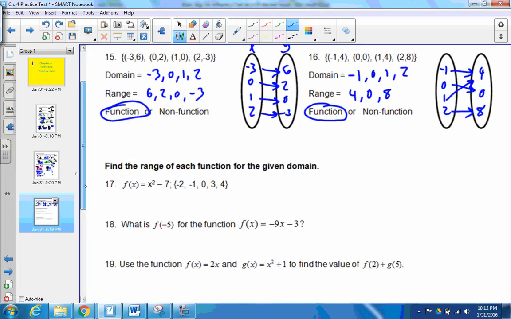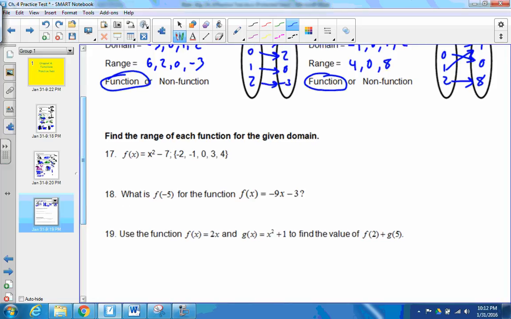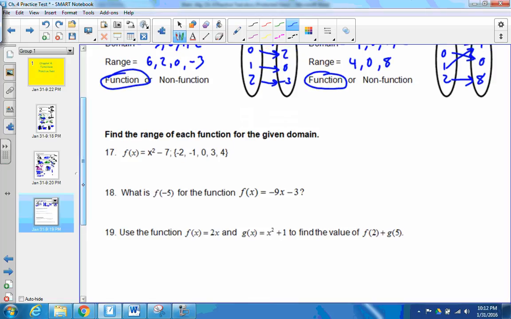All right, so the second part of this is we're taking range values and trying to find the domain depending on what we're working with. So if we're looking at 17, it's actually going to be multi-stepped, so I'm going to make it into a T-chart. We're trying to find the range given the domain. So the x's were given, the y's were not given. So we have -2, -1, 0, 3, and 4. We take those numbers and plug them in for the function.